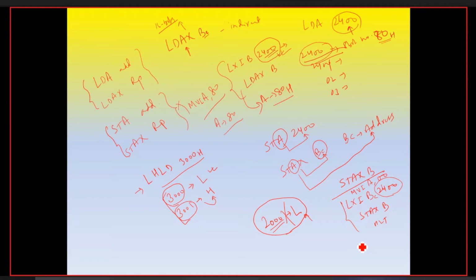What is the value at this location 2400? What will it be? You have MVI A 00, LXI B 2400, STAX B, halt. Tell me. So it should be 00.